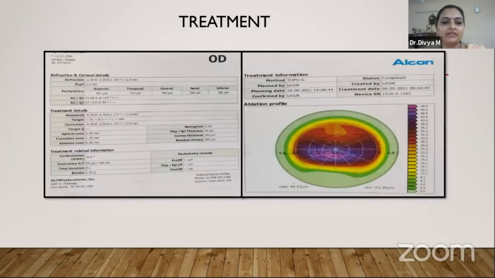Again, when you plan your treatment, in this case you can see the actual refraction was 2.5 with minus 3 cylinder at 165 degree axis, but the measured was minus 0.7 with 4.76 at 177 axis. We've gone ahead and treated, and the residual stroma is about 394 microns, and the maximum ablation is less than 50 microns as already described.